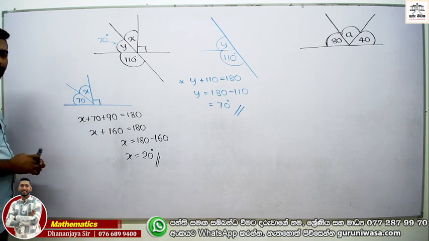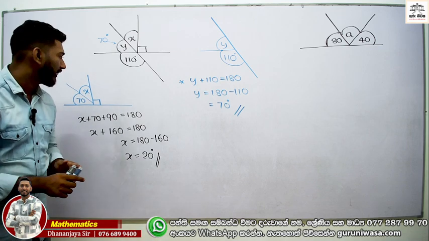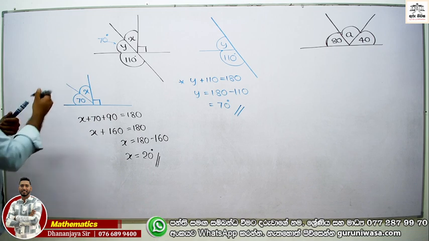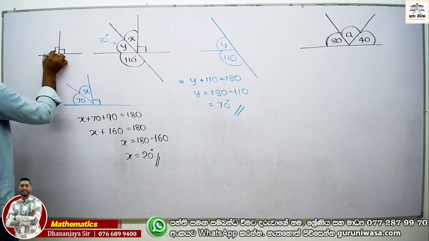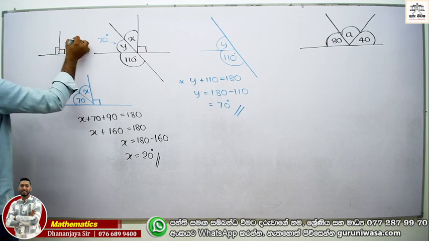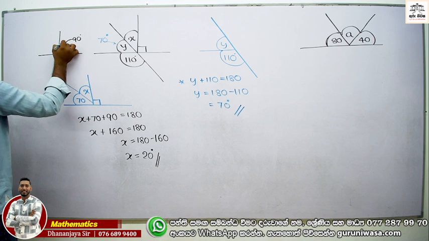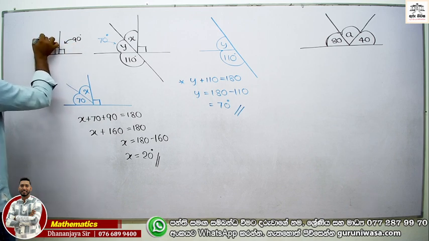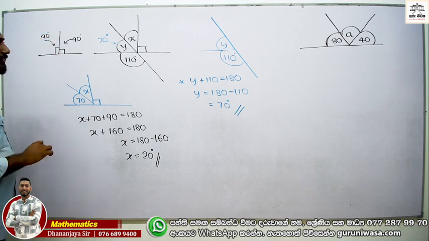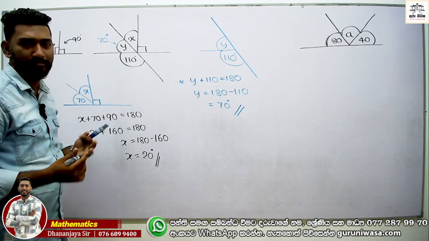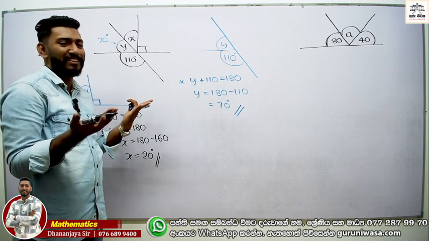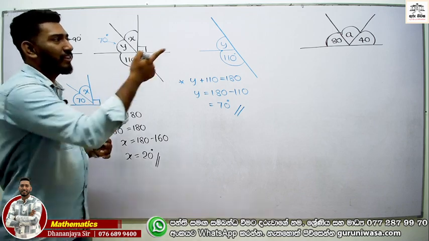Did you see? Otherwise the child can think like this, son. Look, it is formed like this. A straight line is the sum of two right angles. This one should be 90, and this one should be 90 too. Then this one is 70. Therefore, this one should be 20. Easy, right? Easy.